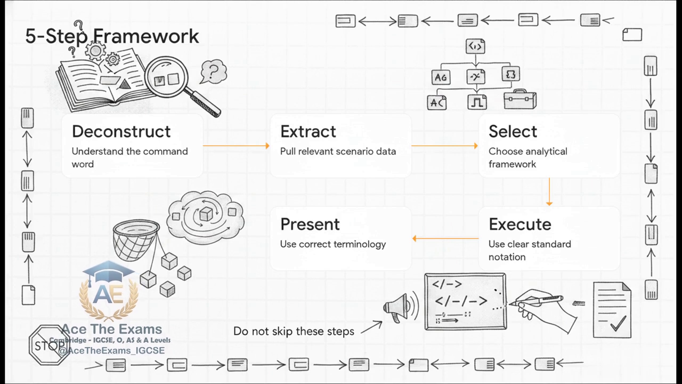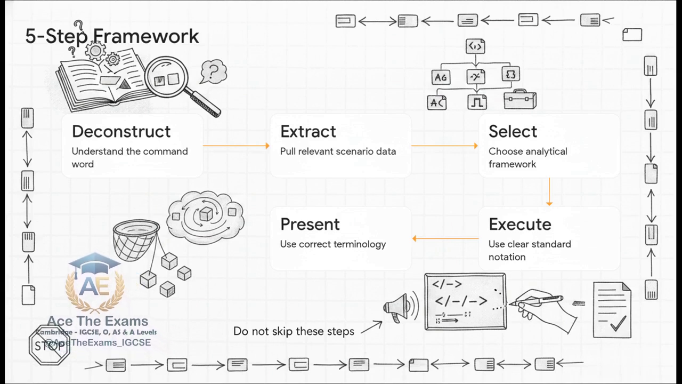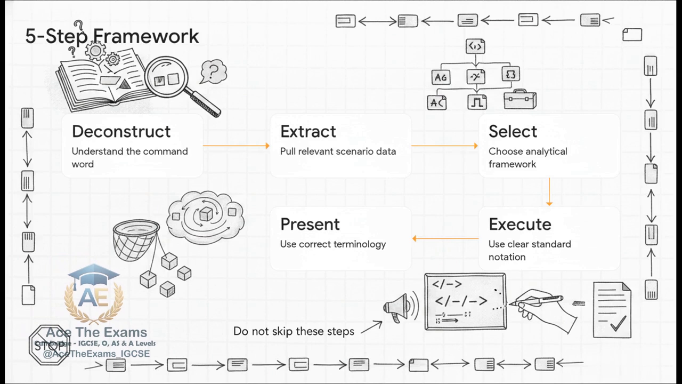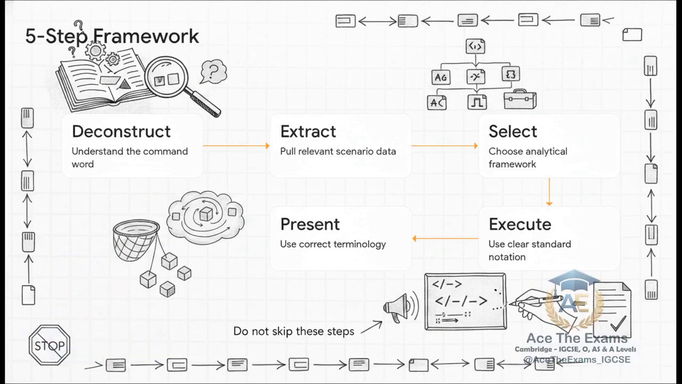Step 1, deconstruct the question. This is where command word decoding happens. Are you being asked to write an algorithm or amend an existing algorithm? Step 2, extract the relevant data from the scenario. What are the field names? What are the data types? Step 3, select your analytical framework or algorithm. Step 4, execute with clear standard notation. And step 5, present your final answer with precise terminology.